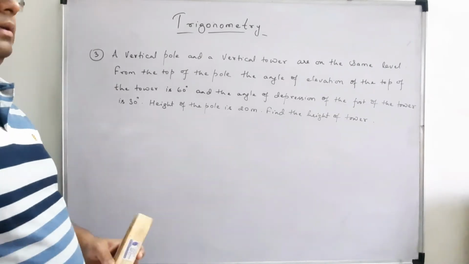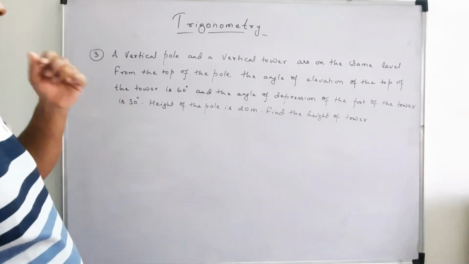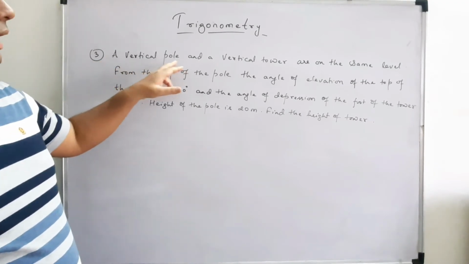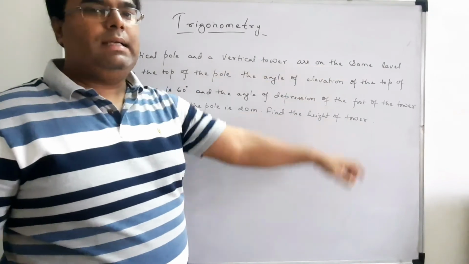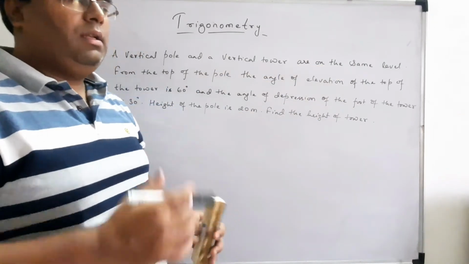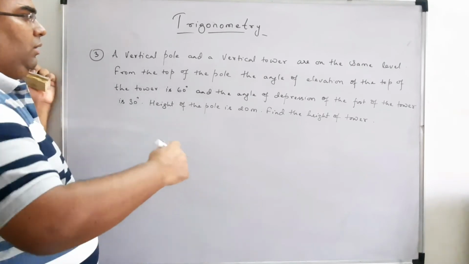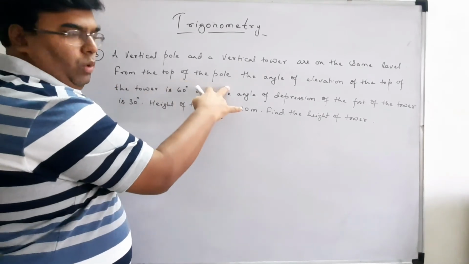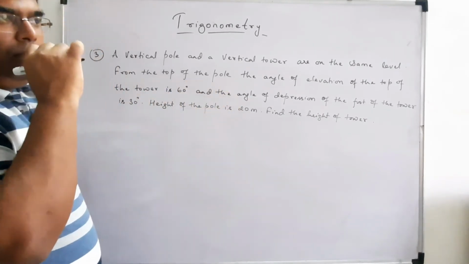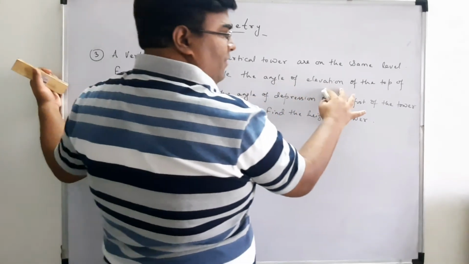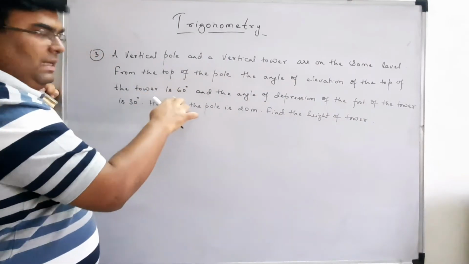Now let us take another kind of example here. Let us read the question first. A vertical pole and a vertical tower are on the same level. So here there is a pole and there is a tower. Now from the top of the pole, means I am sitting at the top of the pole, the angle of elevation of the top of the tower is 60 degree.